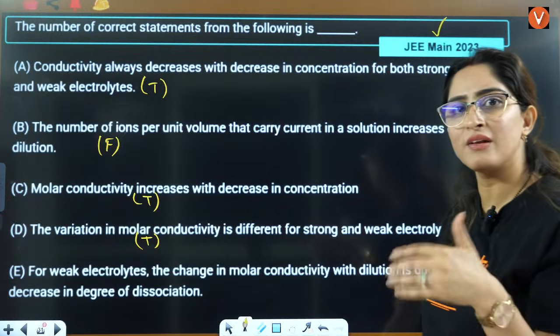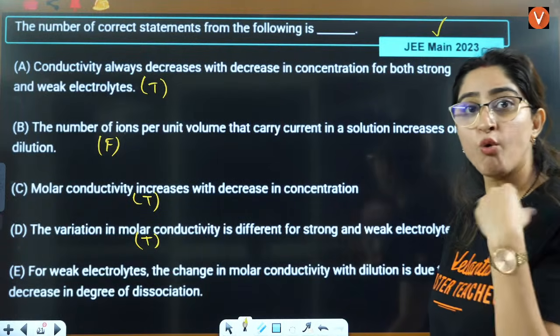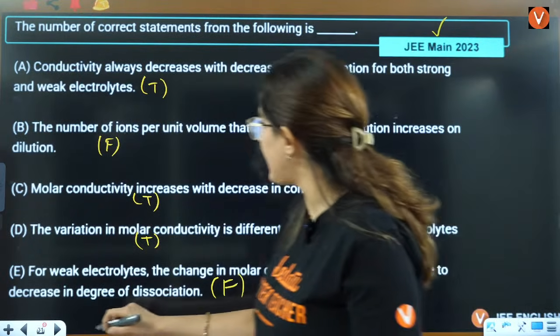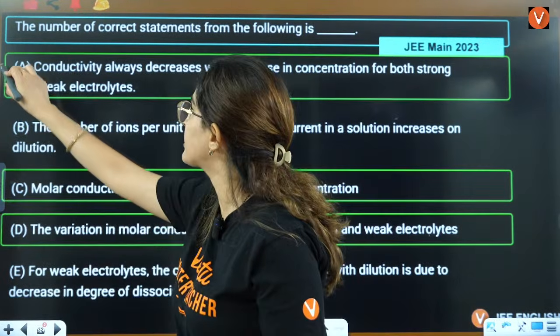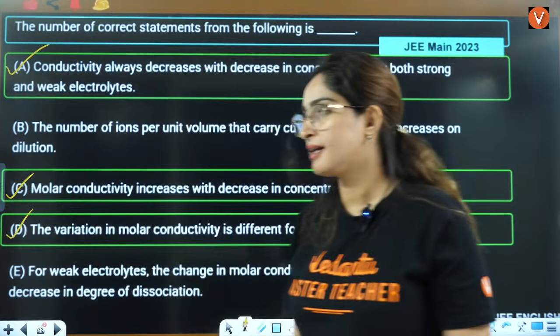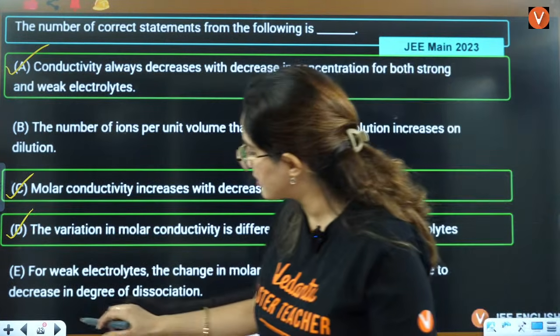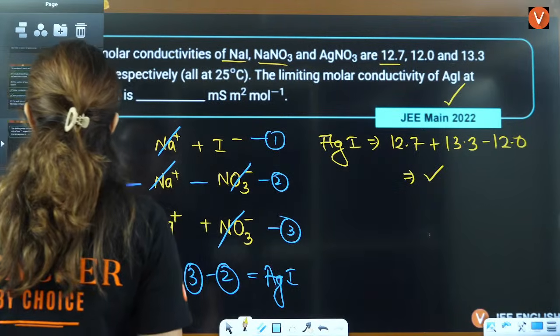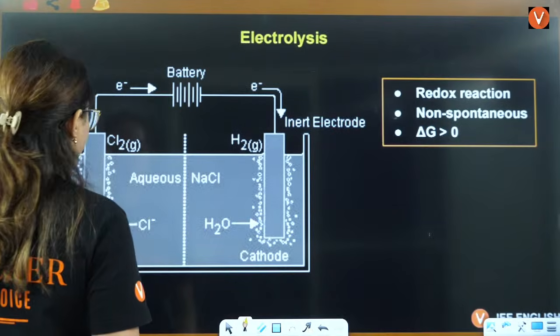The degree of dissociation will increase, no? While diluting, more ions will be dissociated, so this is false. So the answer will be A, C, D. A, C, D will be your correct answer here. Okay, that was your latest question, which was a statement-based question on this topic, right?